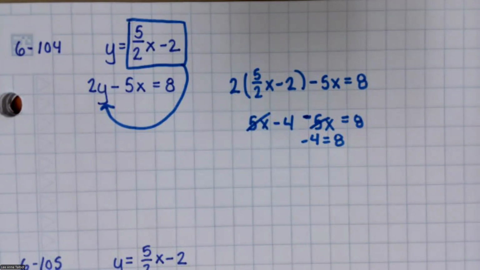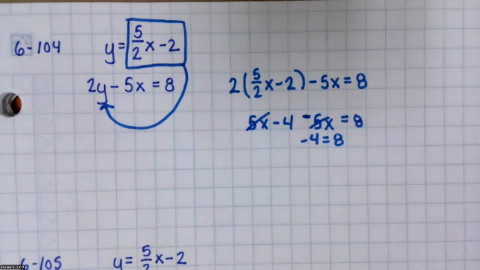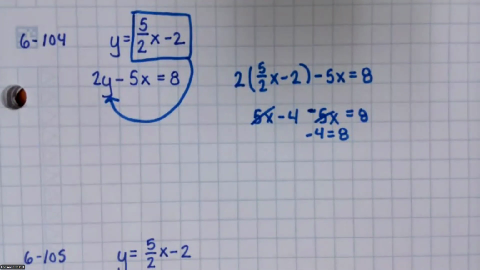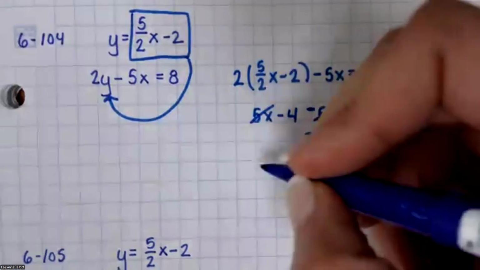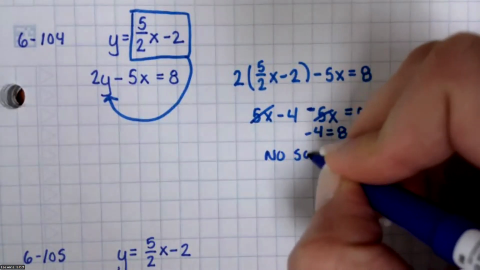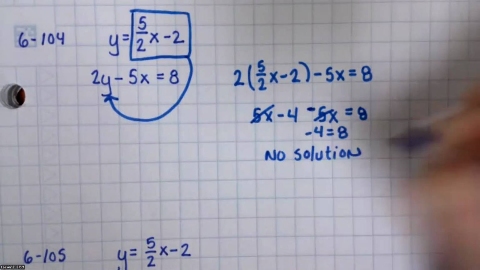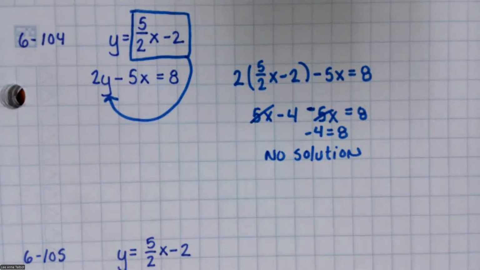Okay, -4 equals 8. Point of intersection, no solution or infinite solutions. Okay, let me ask you this. Do those numbers equal each other? No. And what does that mean graphically?